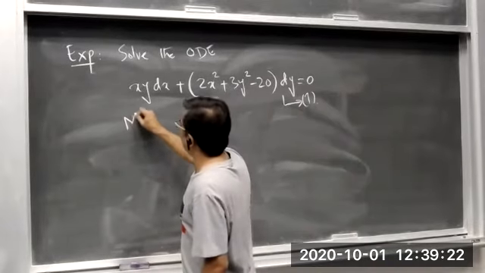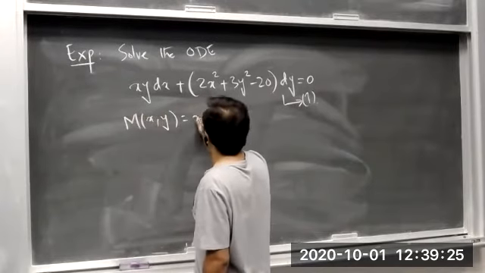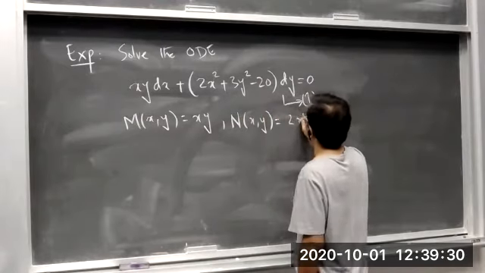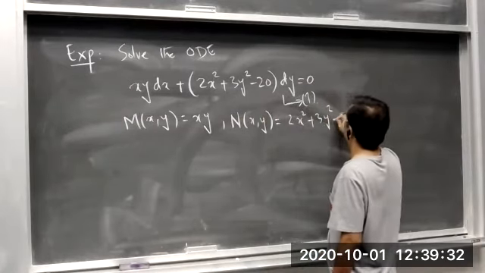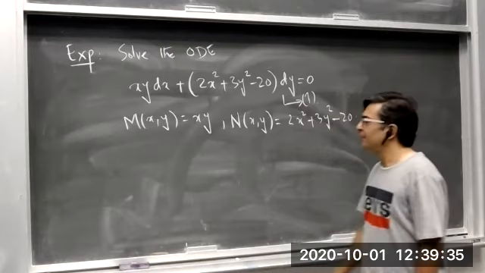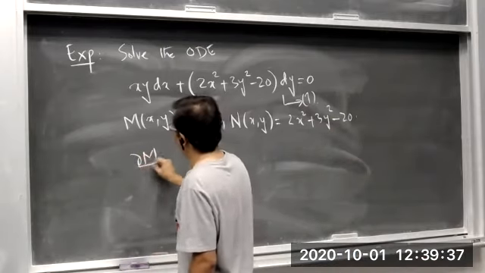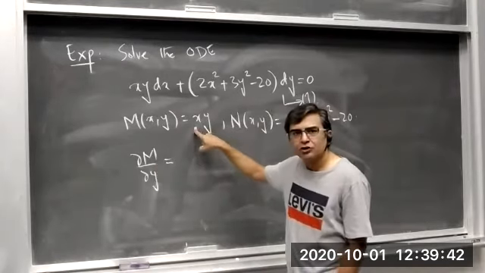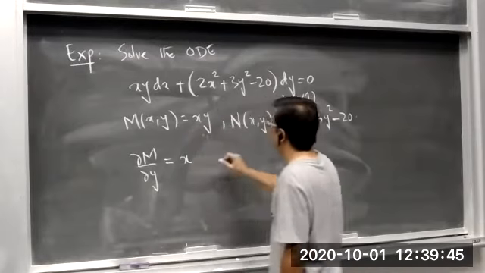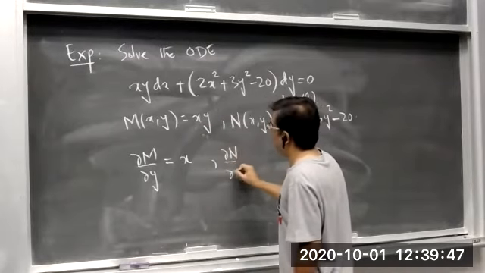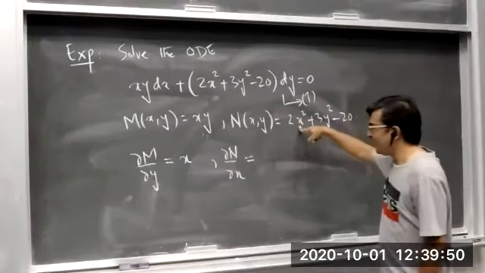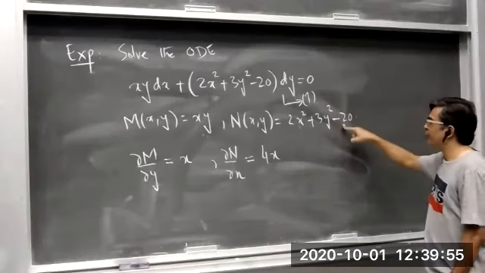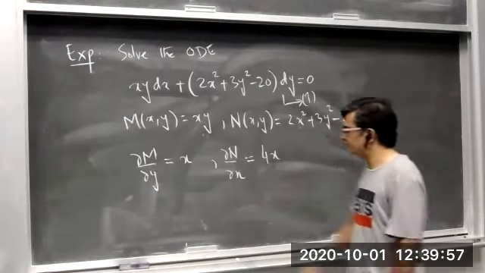What is m of xy here? M of xy is xy, and what is n of xy? N of xy is 2x square plus 3y square minus 20. Now we need to find partial m over partial y, which is 1 times x, since the derivative with respect to y is 1 and x is constant. Partial n over partial x: the derivative of 2x square is 4x, 3y square is 0 since y is constant, and 20 is constant so 0. So we get this.